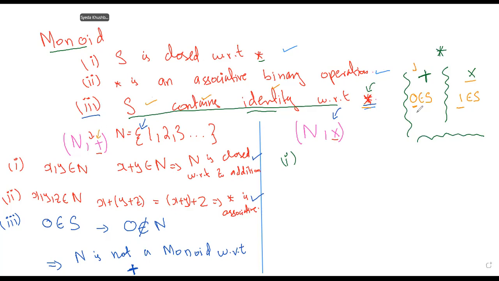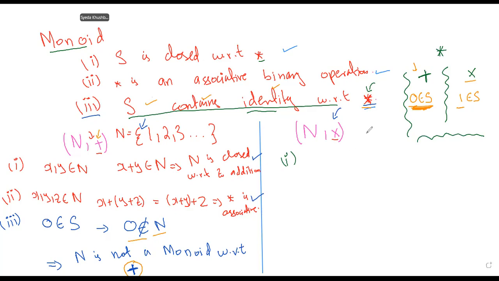Okay, so what is the important thing? 0 should belong to set S. What is set S? Set of natural numbers. We know that 0 does not belong to the set of natural numbers. This means that N is not a monoid with respect to addition, right? Okay, is it clear?